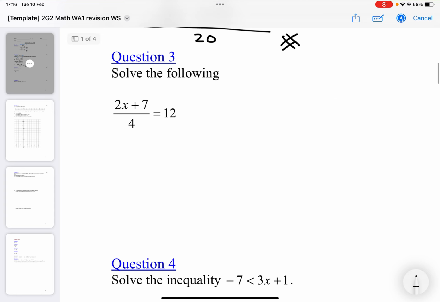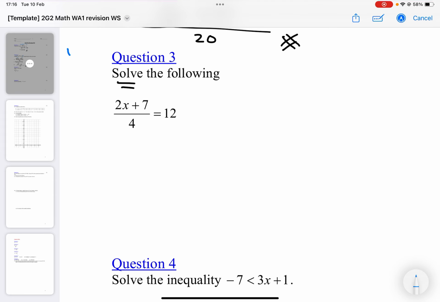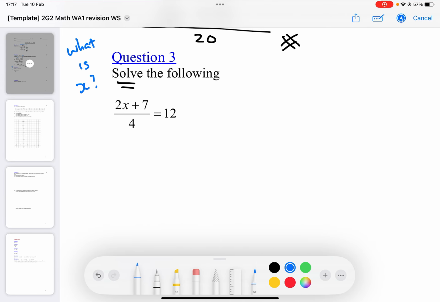Okay, then we go to question 3. Question 3 this time is different. They are asking you to solve. So when they are asking you to solve, they want you to find out what is x. Okay, solve means what is x. They want you to find what is x.